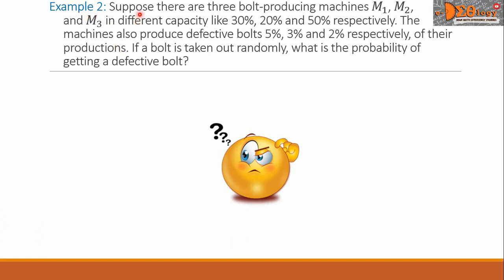Example 2. Suppose there are 3 bolt producing machines, M sub 1, M sub 2, and M sub 3, in different capacity, like 30%, 20%, and 50% respectively. The machines also produce defective bolts, 5%, 3%, and 2% respectively of their productions. If a bolt is taken out randomly, what is the probability of getting a defective bolt?